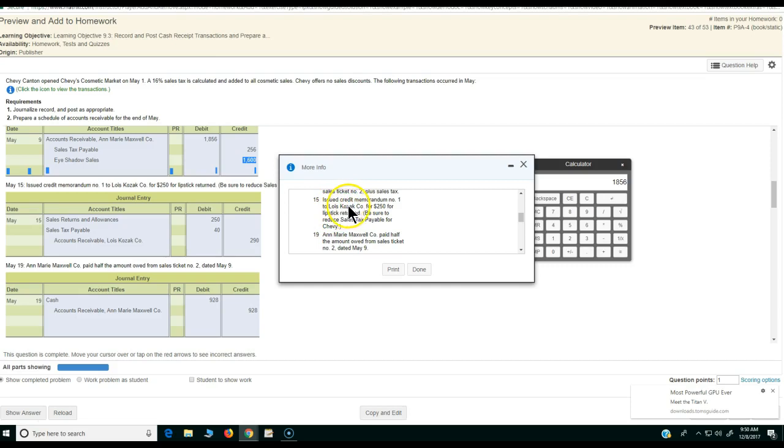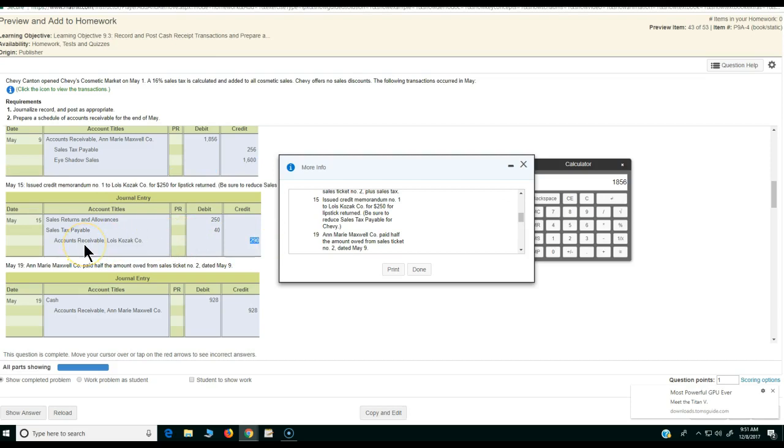On the 15th, we issued a credit memorandum to Lois Kozak for $250 of lipstick, which she returned to our company. Now, of course, when we charged the $250 for the lipstick, we also added the 16% sales tax to the $250 and included it as part of the account receivable from Kozak. But now that she is returning $250 worth of that merchandise, we not only have to reduce the revenue, but we have to reduce the amount of accounts receivable by the total, which includes the sales tax.